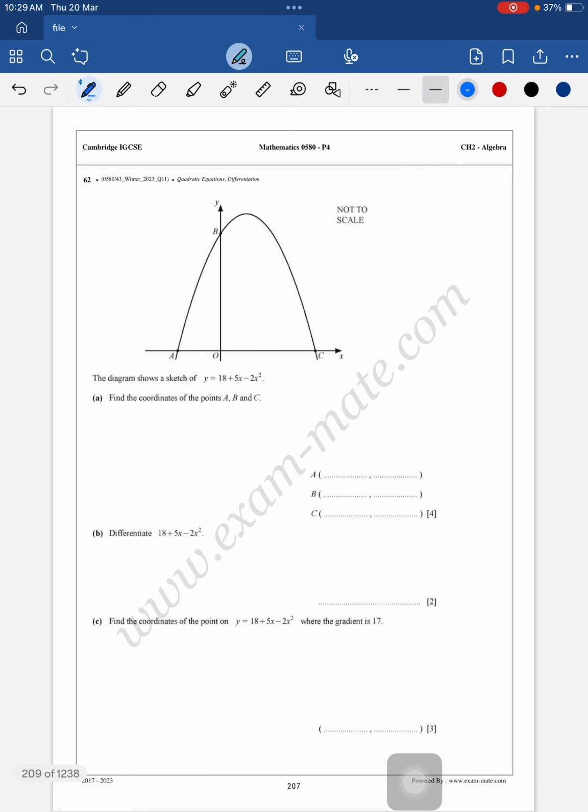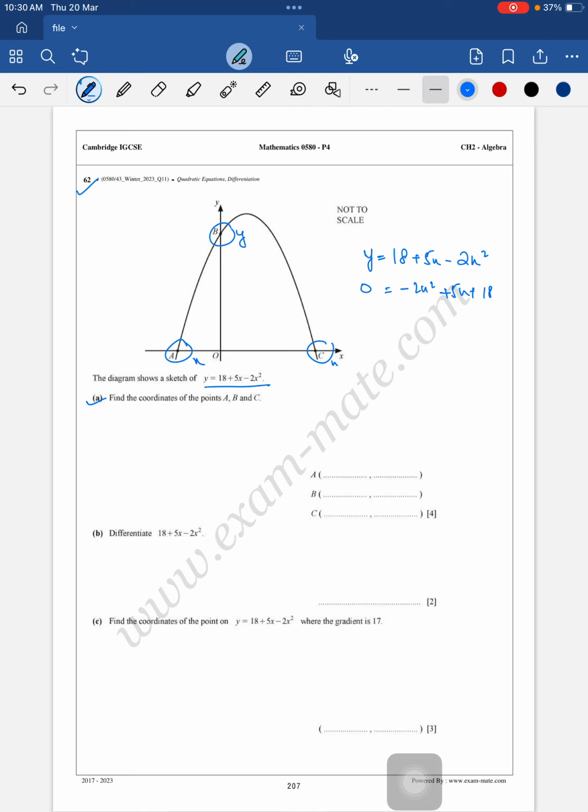right? Question number 62, we have a quadratic curve in which we have points A, C and B, which are x-intercepts and y-intercept. The diagram shows a sketch of this. Find the coordinates of points A, B and C. It's very simple. You just need to know that when there's an x-intercept, to find that we should plug in y is equal to 0. So I'm putting y is equal to 0. That will be minus 2x squared plus 5x plus 18 is equal to 0.